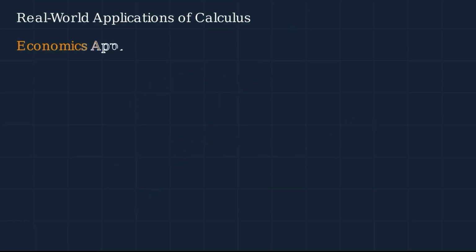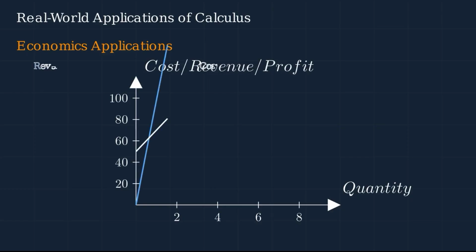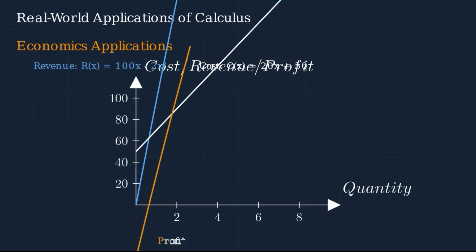In economics, marginal cost and revenue are applications of derivatives that help businesses optimize profits. The profit function is the difference between revenue and cost. To optimize profit, we find where the derivative equals 0.